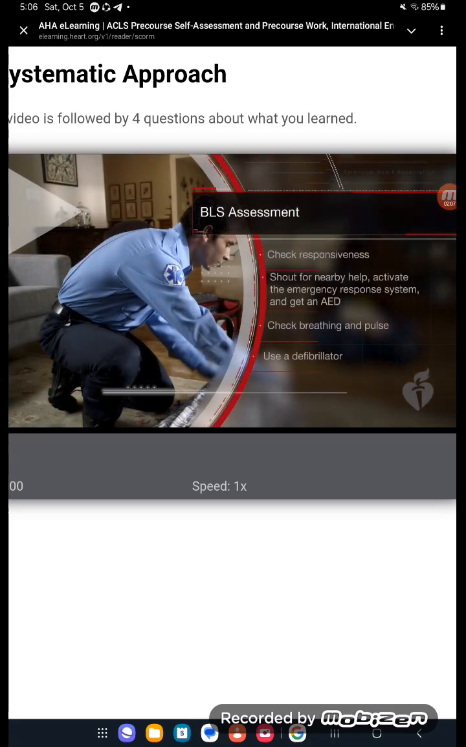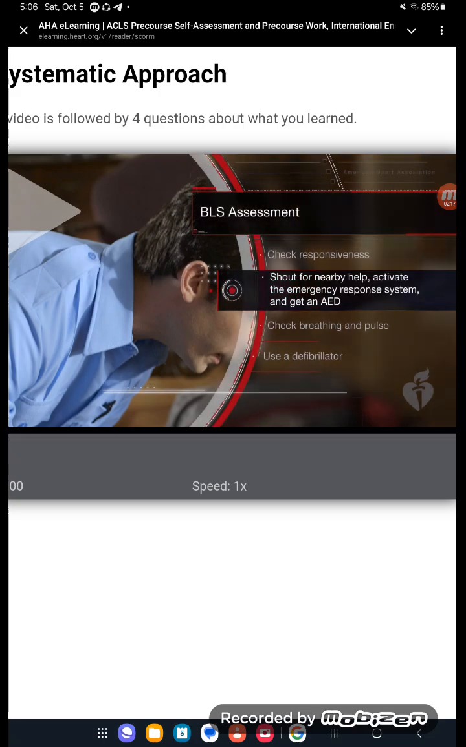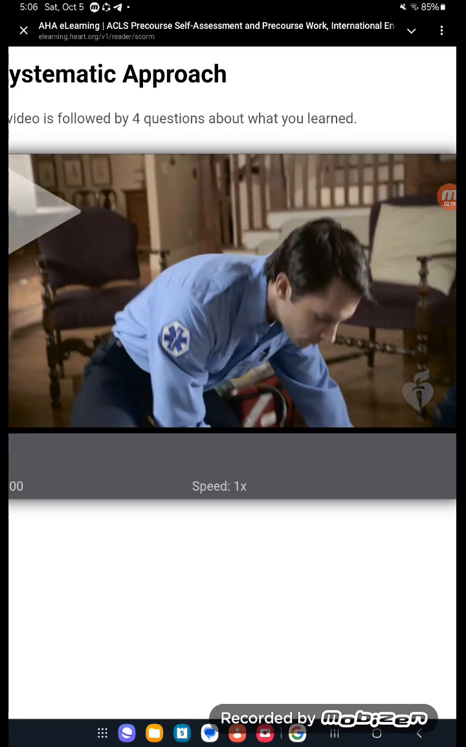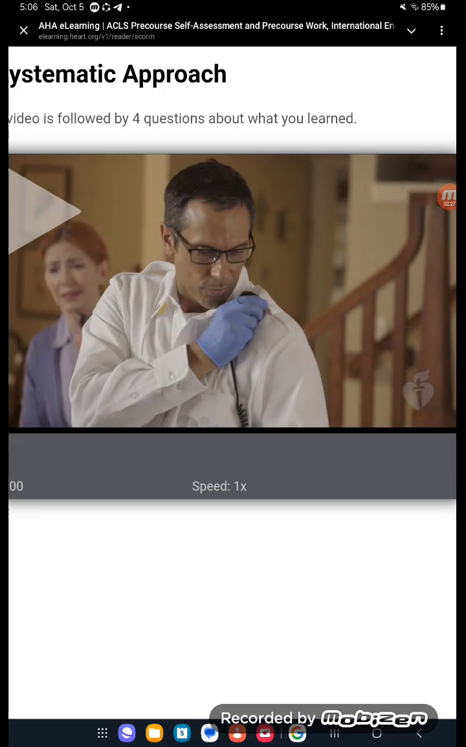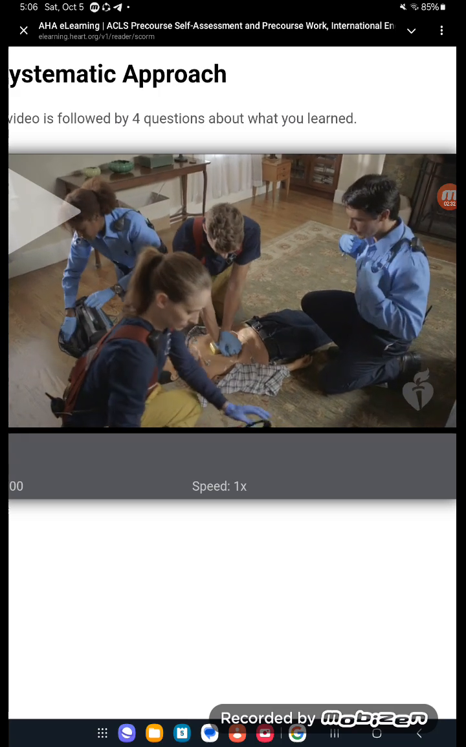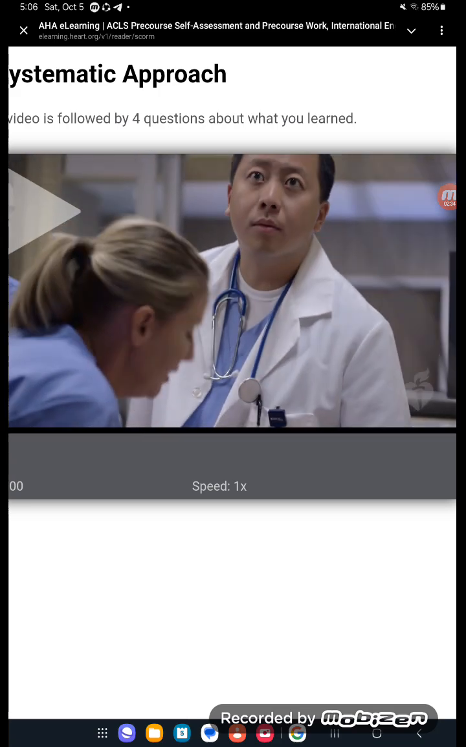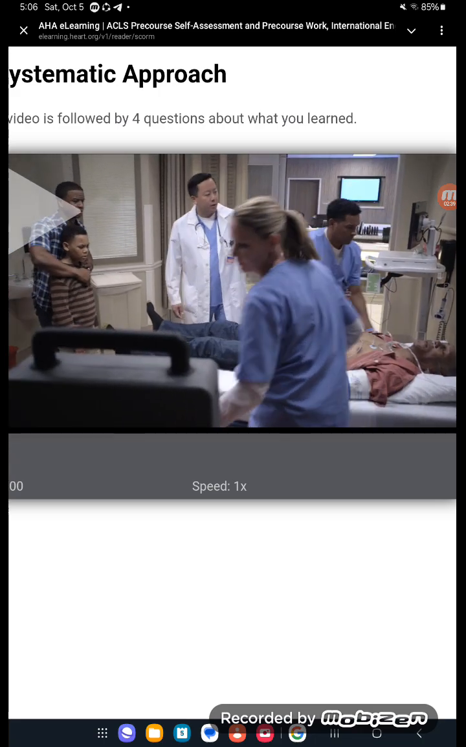For unconscious patients, you'll follow the BLS assessment. First, check for responsiveness. Tap and shout, "Are you okay?" If the patient is unresponsive, shout for help. "He's unresponsive, I need help!" Activate the emergency response system and get an AED or defibrillator. Depending on the circumstances, EMS providers may need to call for additional responders to assist with the patient. In some settings, the healthcare provider may assess the patient's breathing and pulse before activating the emergency response system.